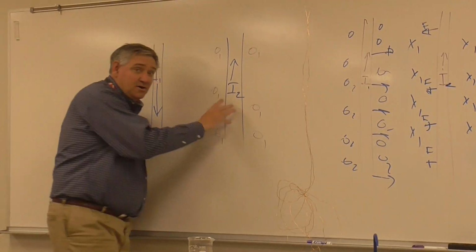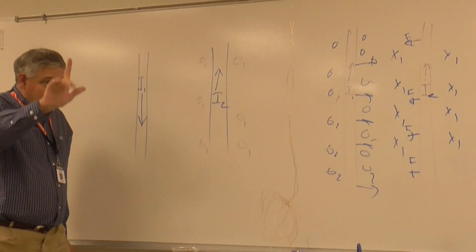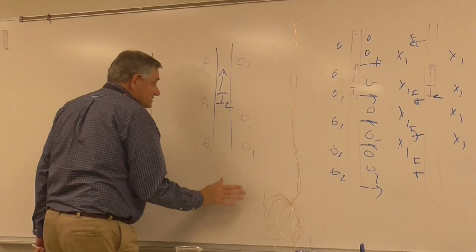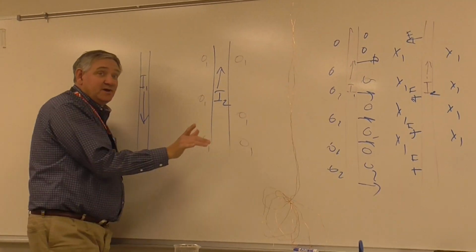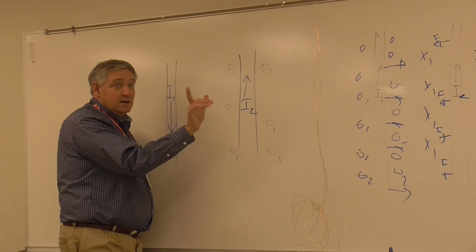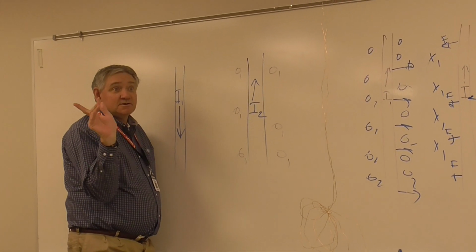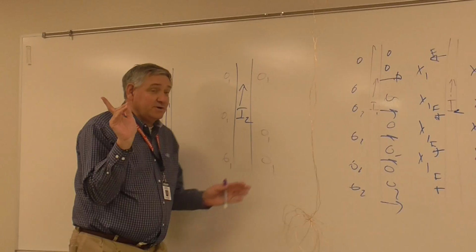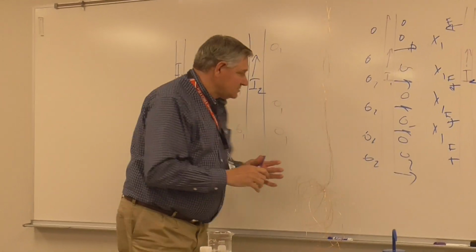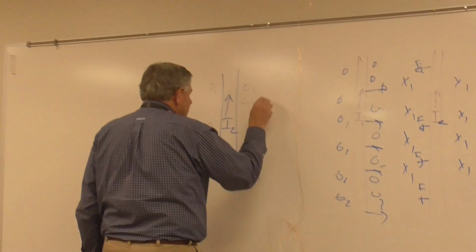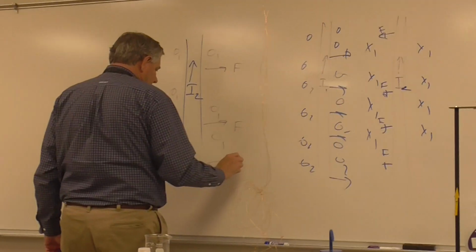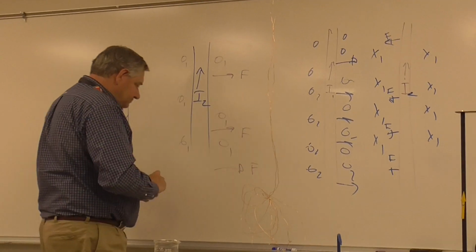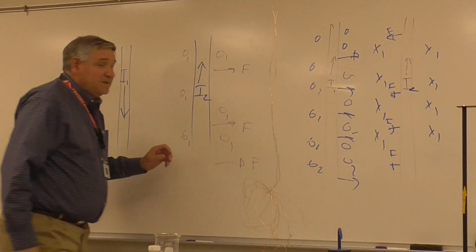Now, this current separately, we're going to use the right-hand rule separately. This current's going up, right? But the magnetic field is going out. So it's going to experience a force going to the right. This is going to experience a force like this. Now, we'll repeat the process.